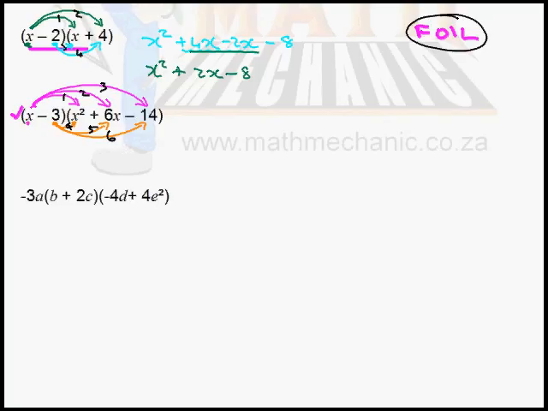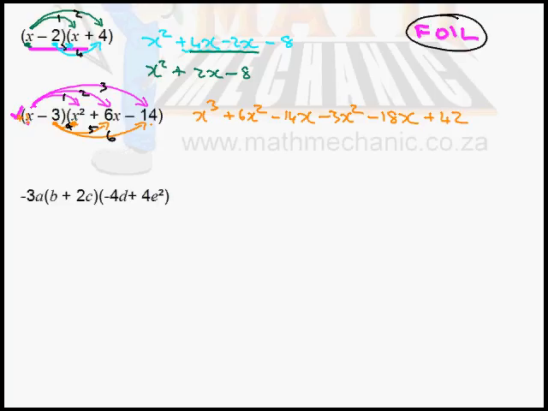So now looking at arrow number 1, we've got x times by x squared. That will give us x to the power of 3. Arrow number 2 is x times by plus 6x, or plus 1x times by plus 6x if you like. That will give you plus 6x squared. Arrow number 3, x times by minus 14 is minus 14x. Then arrow number 4, minus 3 times by x squared is minus 3x squared. Arrow number 5, minus 3 times by plus 6 will give us minus 18x. And then the last arrow, minus 3 times by minus 14 is plus 42.